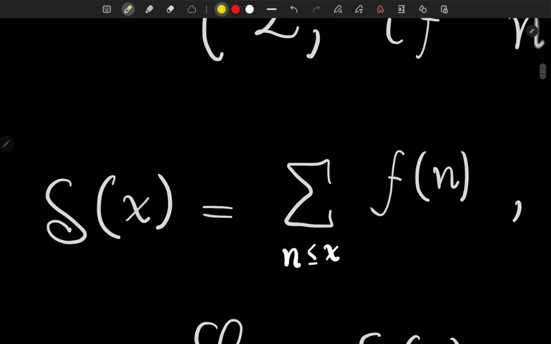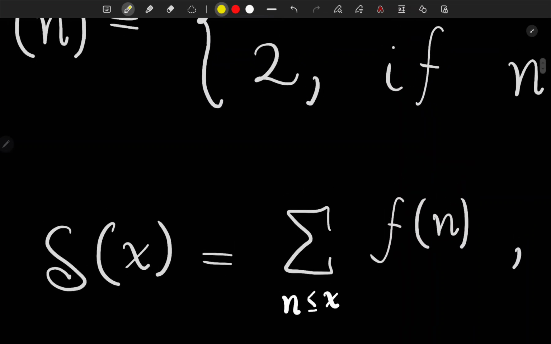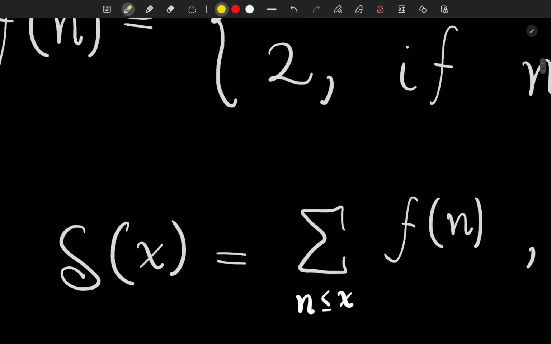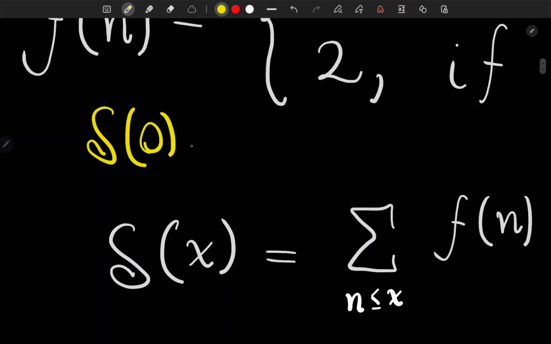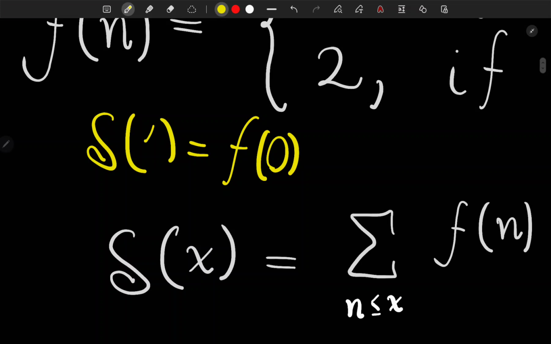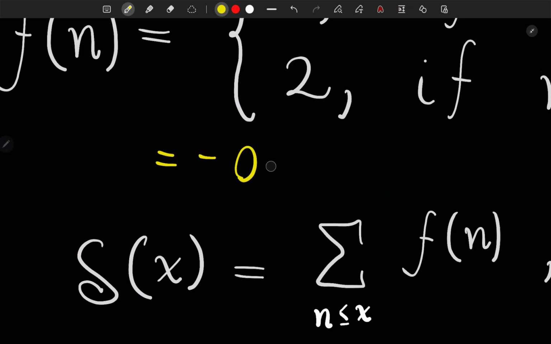So first we define S of x as the sum of all f of n when n is less than or equal to x. What does it mean? I got really confused in the exam. It was like 5 or 10 minutes trying to understand this notation. So we have S of 0 equals f of 0. S of 1 means f of 0 plus f of 1. And so it goes. S of 2 equals f of 0 plus f of 1 plus f of 2. Okay, this is the pattern here.